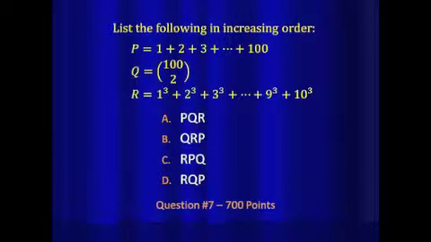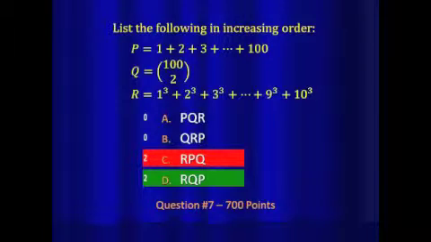Here comes question 7. We're going to list the following in increasing order. P is the sum from 1 to 100. Q is 100 choose 2. And R is the sum of the first 10 positive integer cubes, 1 cubed plus 2 cubed up to 10 cubed. So, in increasing order, is it PQR, QRP, RPQ, or RQP? All right, so it's worth 700 points, and you have a minute for this one. So we'll see how the sum of the cubes relates to those other 2 numbers.